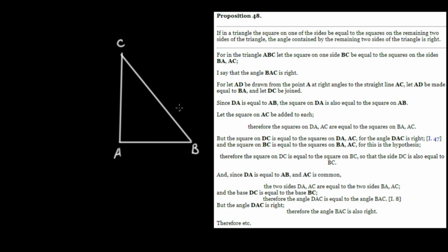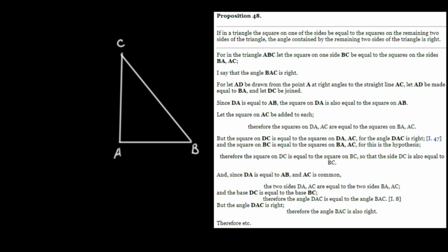Let the square on one side BC be equal to the squares on the sides BA and AC. That's going to be the given. The claim is that the angle BAC is a right angle. That's going to be what we're intending to prove. And how are we going to do this?